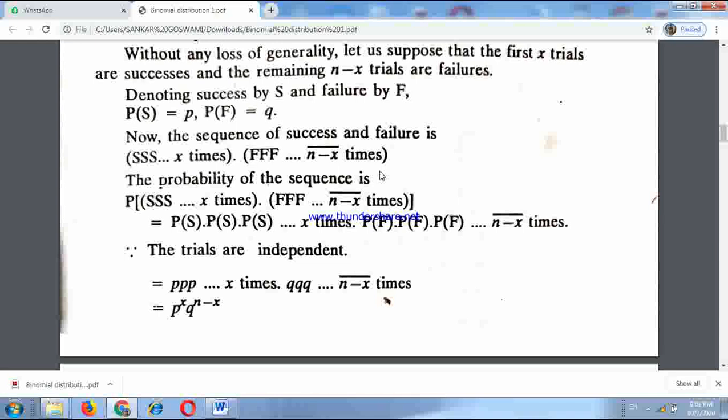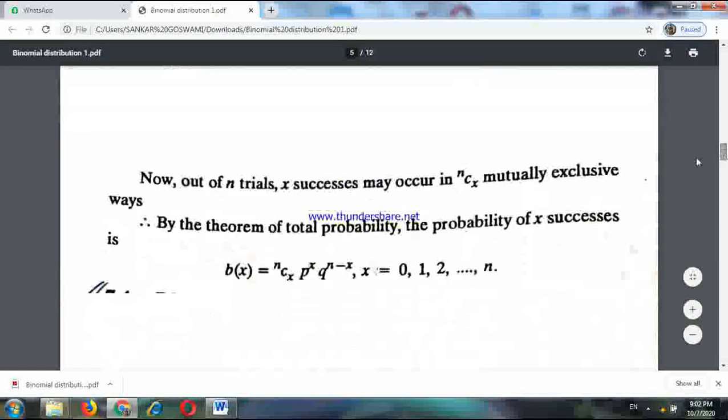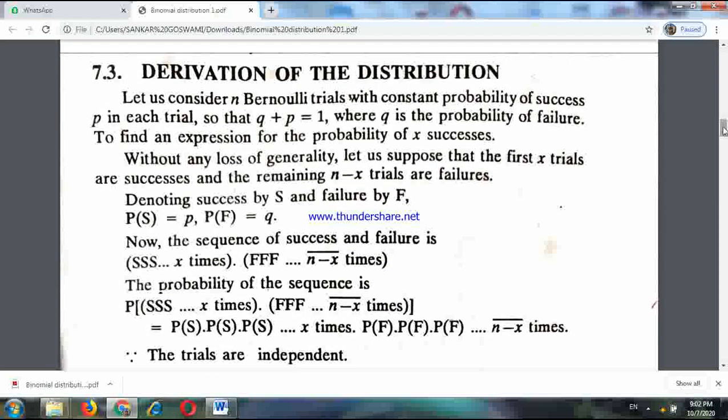Now to find out the probability of X successes and n minus X failures, we need to consider the other possibilities also. Now here it is said, out of n trials, X successes may occur in nCx mutually exclusive ways. Now you take the example of 6 heads in 10 tosses of a coin. It's possible that the first 6 tosses give you the head and the remaining 4 tosses give you the tail. It is possible that the first one gives you head, then tail, then again head, then tail. So in this way 10C6 possibilities are there.